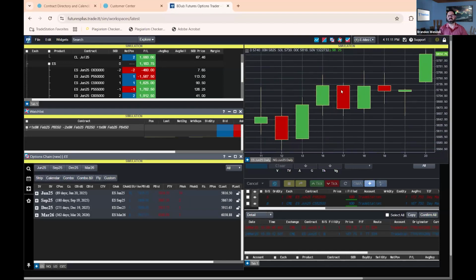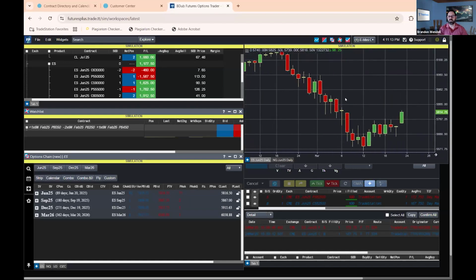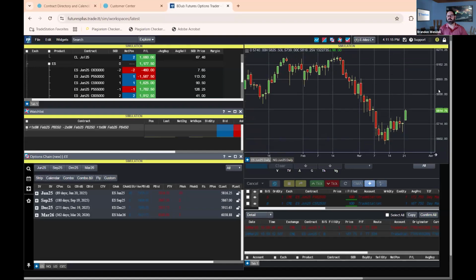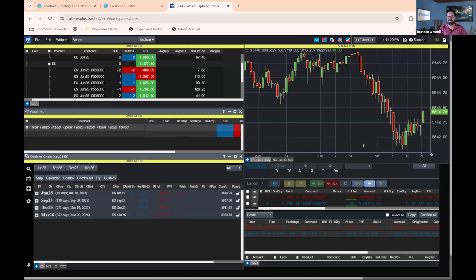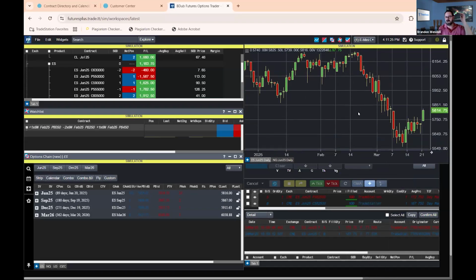This is FuturesPlus that I'm using, which is a web-based platform, and you have to have your account set up for futures and FuturesPlus specifically. Let me enlarge the font here as well so we can actually see. It's a pretty easy program to get used to once you play around with it. There's also support and help you can get to as well.